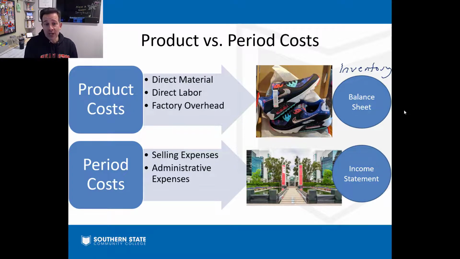Those administrative costs related to that office building, selling expenses, marketing expenses, management expenses, administrative expenses, all that stuff, not directly related to the production of a product. So we call those period costs. And all those go on the income statement as expenses when they happen. So our product costs get carried on the balance sheet as inventory until the product is sold. Period costs, all the selling and management and general expenses, go on the income statement when they happen as expenses.